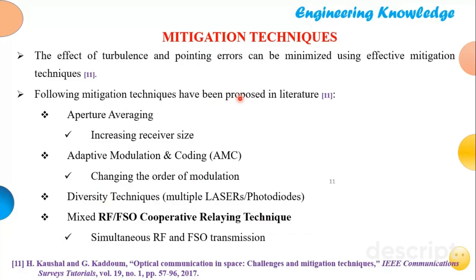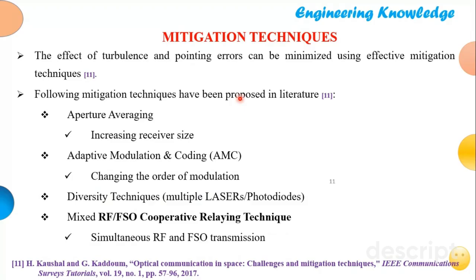What are the mitigation techniques that have been proposed in literature? Like if FSO has these problems, how to overcome these problems? Aperture averaging has been introduced. You increase the size of the radius of the receiver, which is going to absorb the optical signal. It can only serve you to some extent only.